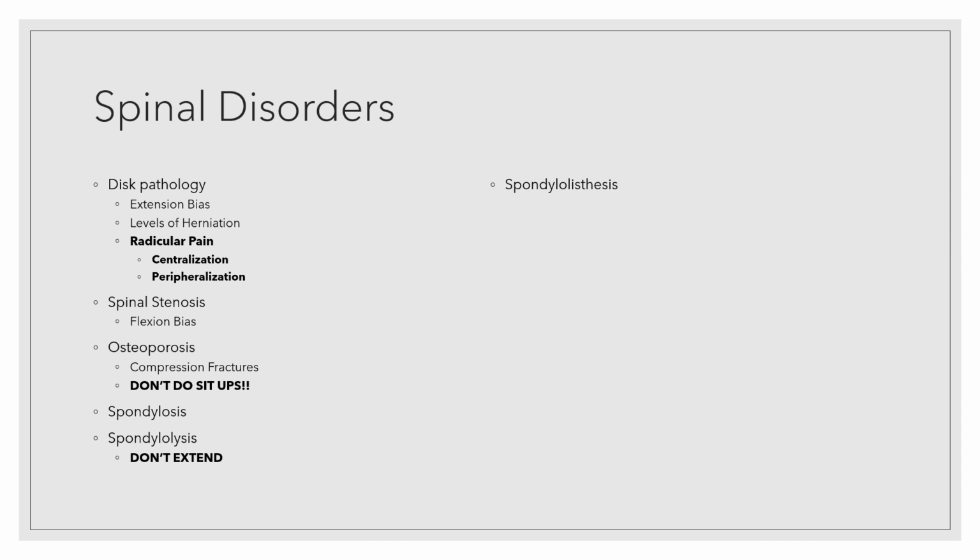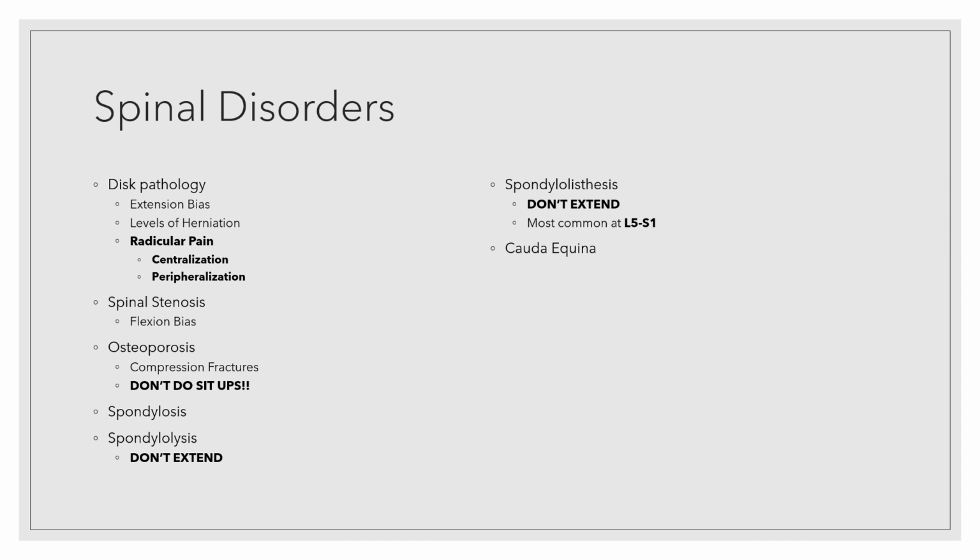The spondylolisthesis, remember, is the anterior slippage of the vertebra. And so we don't want to extend these patients. It's important to note that it is most common to be seen at L5 to S1 levels. So between L5 and S1 is where we're going to see that anterior slippage of the vertebra.